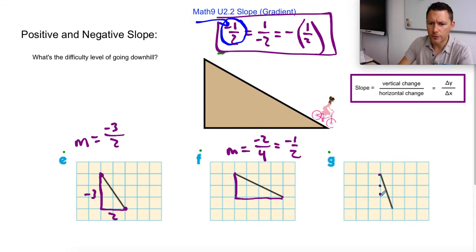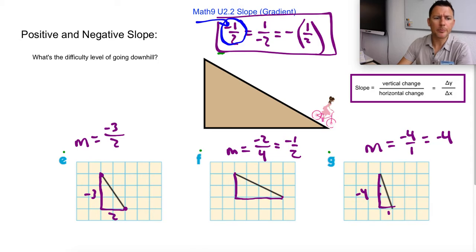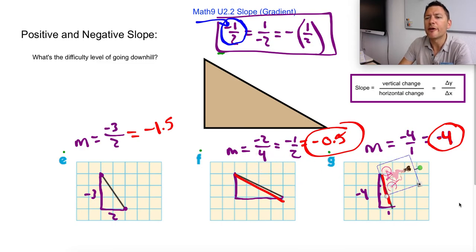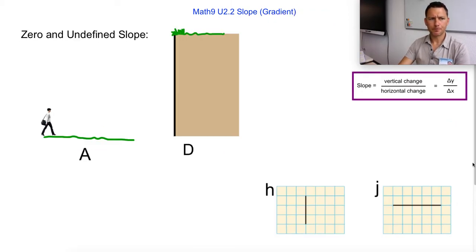This guy rises 1, 2, 3, 4. So rises -4 and run is 1. So slope is -4 over 1. And you can just leave that as -4. Cool? So who's the steepest? Well, this is -1.5, this is negative 0.5, and this is negative 4. So this is the steepest one, and this is the least steep one. And you can see that, I hope, here and here. If you were on a bike, this would be not too bad, and this would be fairly terrifying. Cool. All right, moving on.